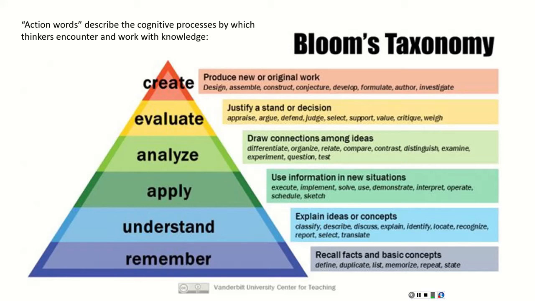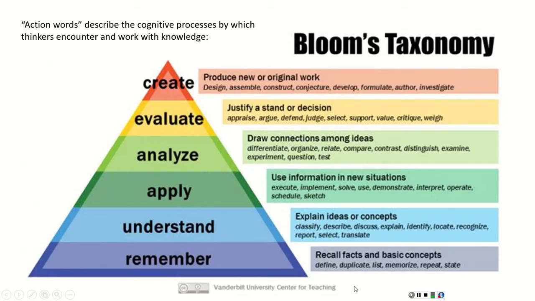So action words are the words that describe the processes that the thinkers are using when they're working within the different levels. When we're remembering, we're recalling facts and basic concepts, and so an action word might be that you're memorizing something. When you're understanding something, you're explaining ideas or concepts, so you might be discussing things. When you're applying, you're using information that you've learned in new situations, right? You're remembering and understanding things. Now you're applying that information, so you might be demonstrating.